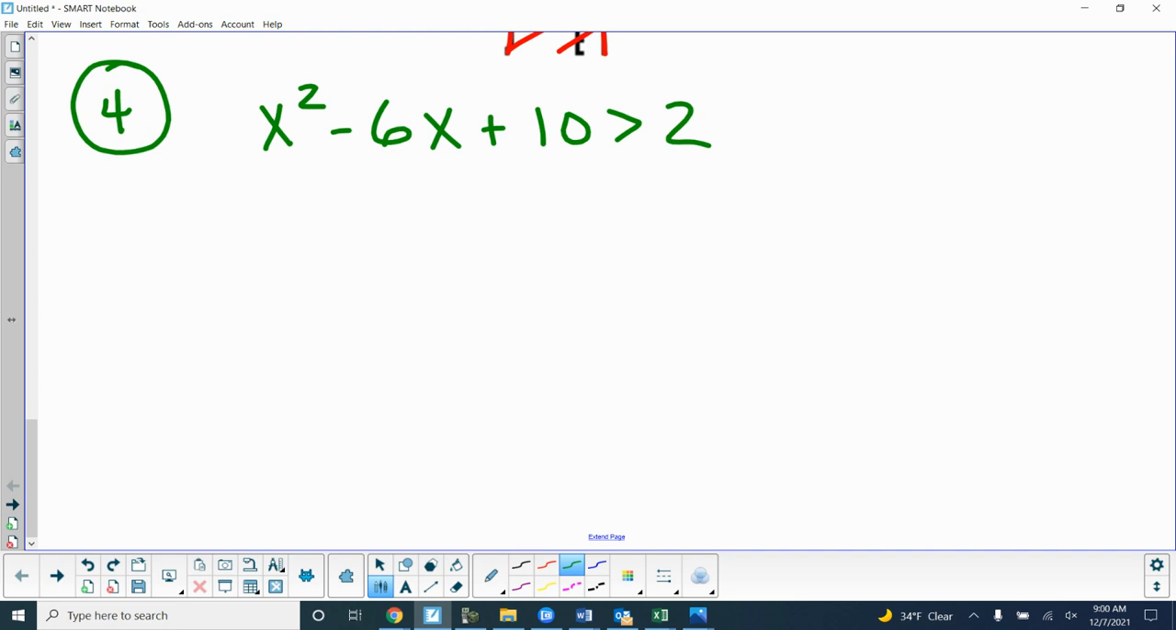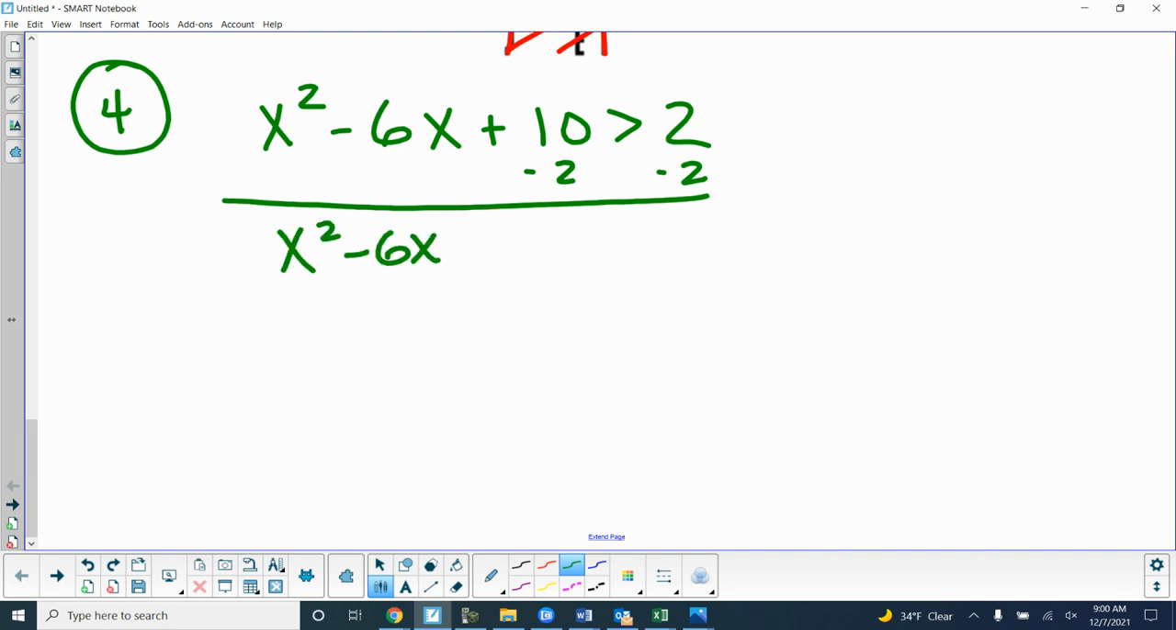So I've got to subtract 2 to start. So I've got x squared minus 6x plus 8 is greater than 0. You can factor this. But I'll just do the quadratic formula on this one just to show you the other way you can do it. All right? But if you want to factor it, it's okay. It gives you the same answer.